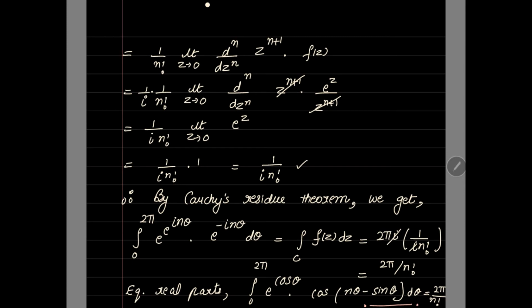Now if you equate the real parts of this integral, you will get this is integration 0 to 2 pi. Now what is the real part for this e to the power iota n theta? This is e to the power, what is this? cos theta plus iota sin theta, because I have to take the real part, so this will be e to the power cos theta only into, from here this will be cos of n theta minus iota sin of n theta, because I have to take the real part only, so cos of n theta minus sin theta, right? d theta, that is equal to 2 pi over n factorial. Is it clear? Is it fine? Alright. Let's move on to the next example.